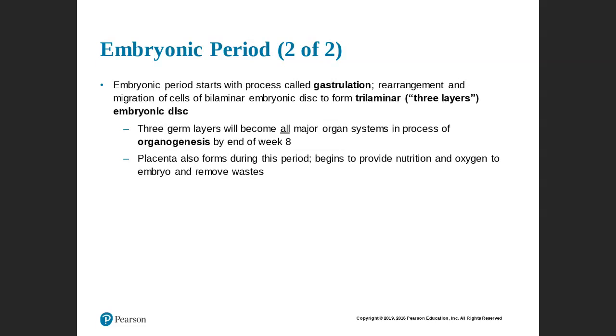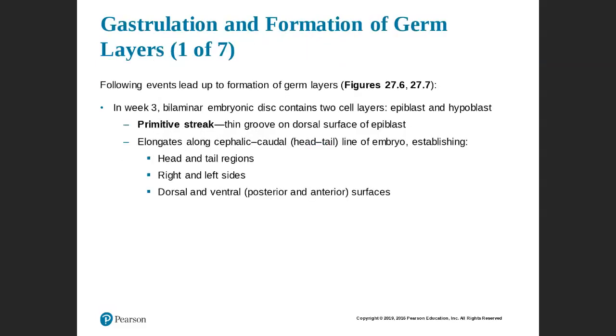Placenta also forms during that period, and it begins to provide nutrition and oxygen to the embryo and helps remove any waste. In week 3, the bilaminar embryonic disc now has 2 cell layers, epiblast and hypoblast. The primitive streak is a little groove on the dorsal side of the epiblast. It elongates along the head-tail line of the embryo, cephalic caudal end, and that's going to establish the head and tail regions, plus bilateral symmetry, right and left sides, and your dorsal and ventral surfaces, your posterior and anterior.